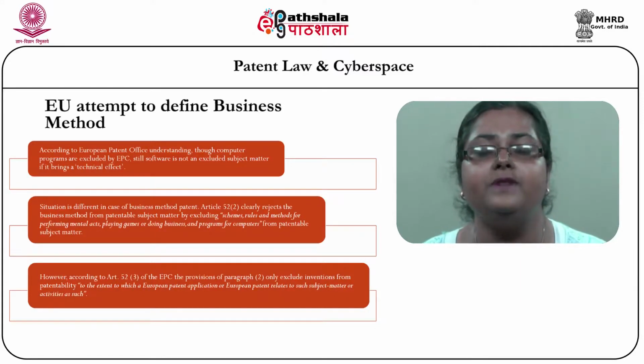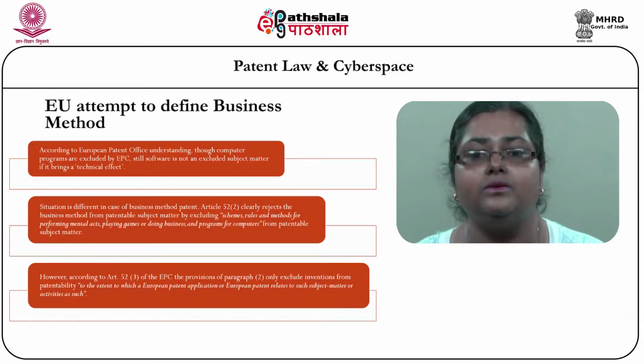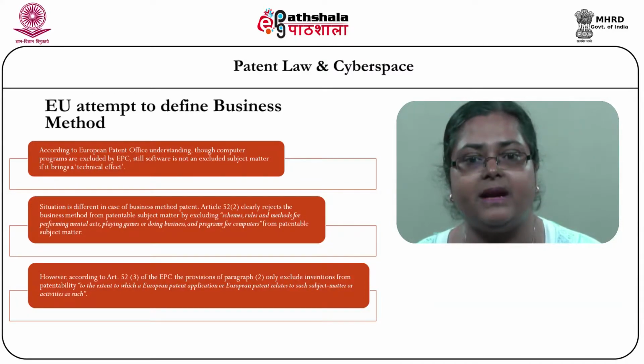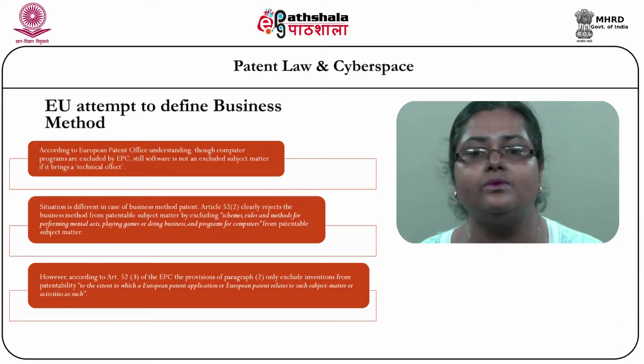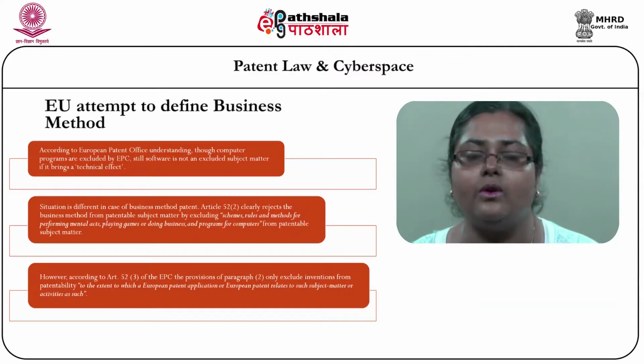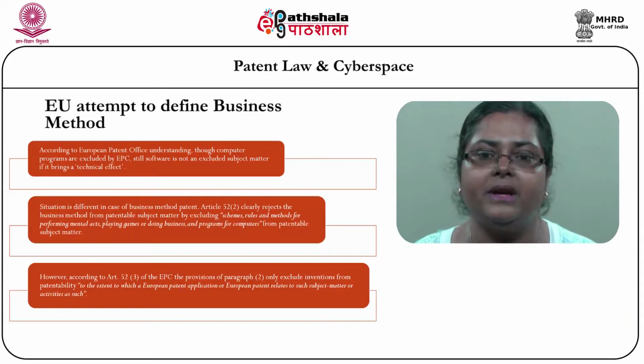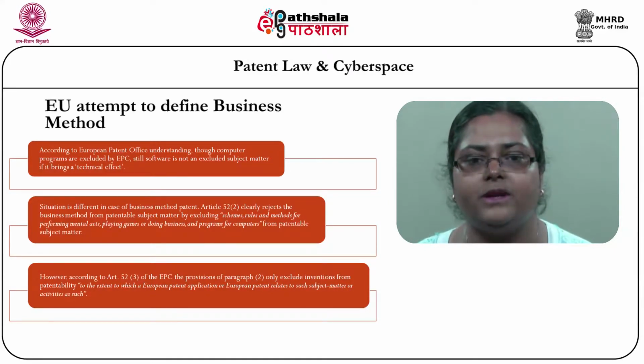Now Article 52 clearly rejects business methods from patentable subject matter by excluding schemes, rules, methods for performing mental acts, playing games or doing business and programs for computers. So straight ahead, the European Union is rejecting business method patents and software patents through the list of non-patentable subject matter.